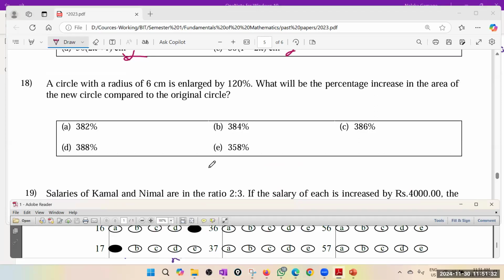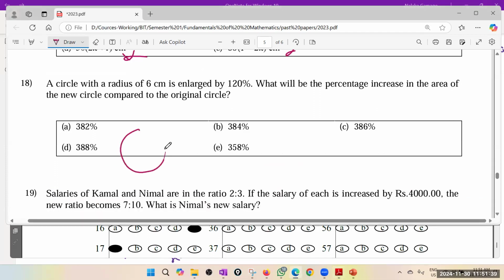A circle with radius of 6 centimeter is enlarged by 120%. So, circle with radius 6 centimeter.